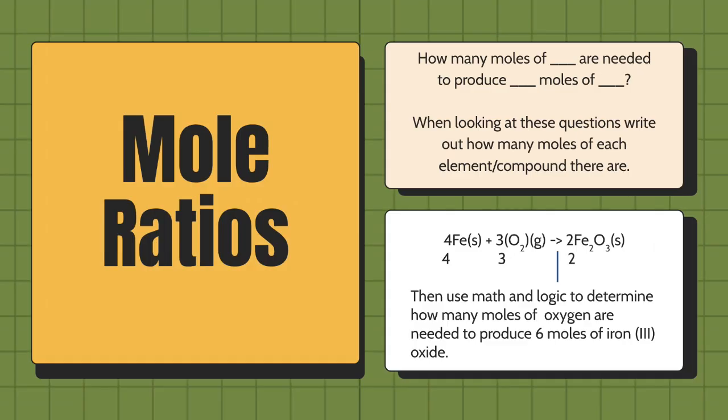Moving on to mole ratios. Mole ratio questions look like, how many moles of blank are needed to produce blank moles of blank? When looking at these questions, write out how many moles of each element or compound there are. Here is an example problem. Then, once you've written it out, use math and logic to determine how many moles of oxygen are needed to produce 6 moles of iron 3 oxide.